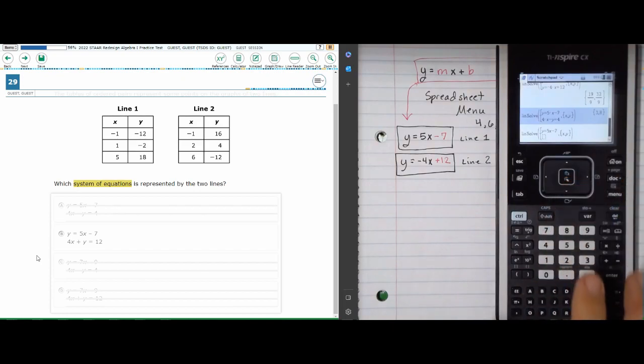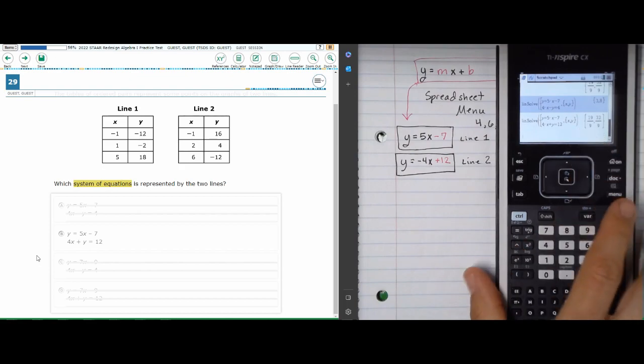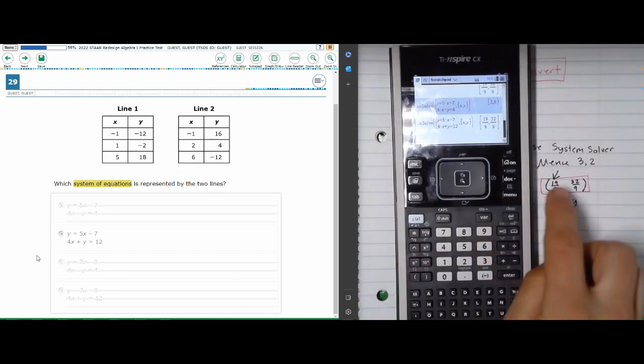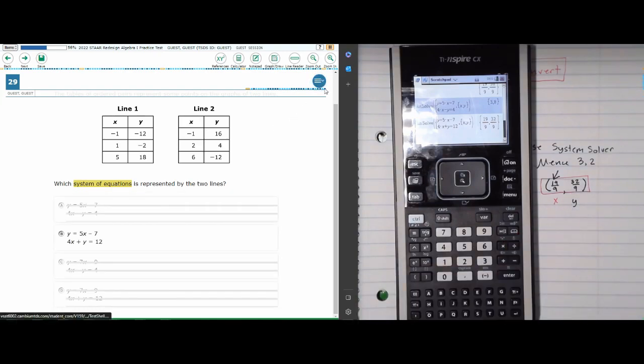I'm going to put in my second equation, which is 4x plus y. So 4x plus y is equal to 12. And I'm going to hit Enter. And notice it gave me the same answer. 19 over 9 and 32 over 9. Right? And that's what we had right here. 19 over 9 and 32 over 9. So we know that B is the correct answer.